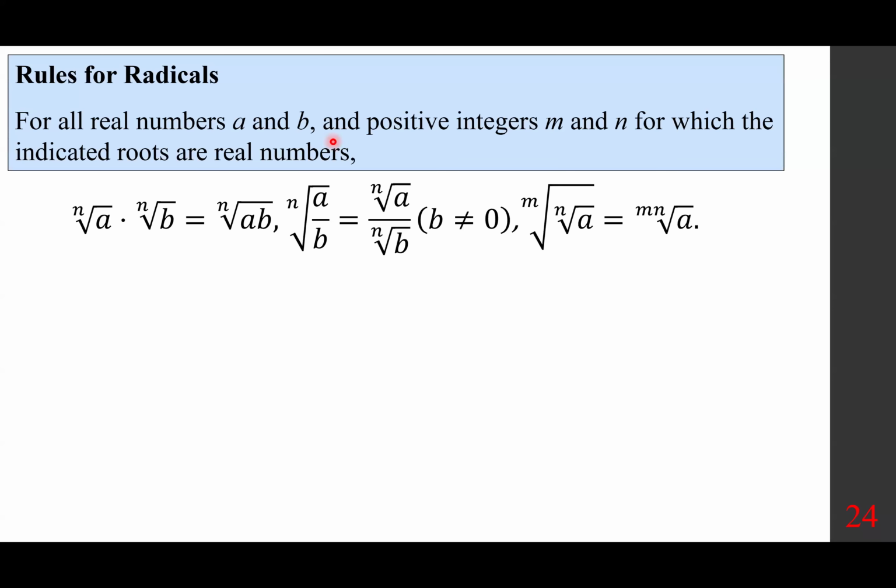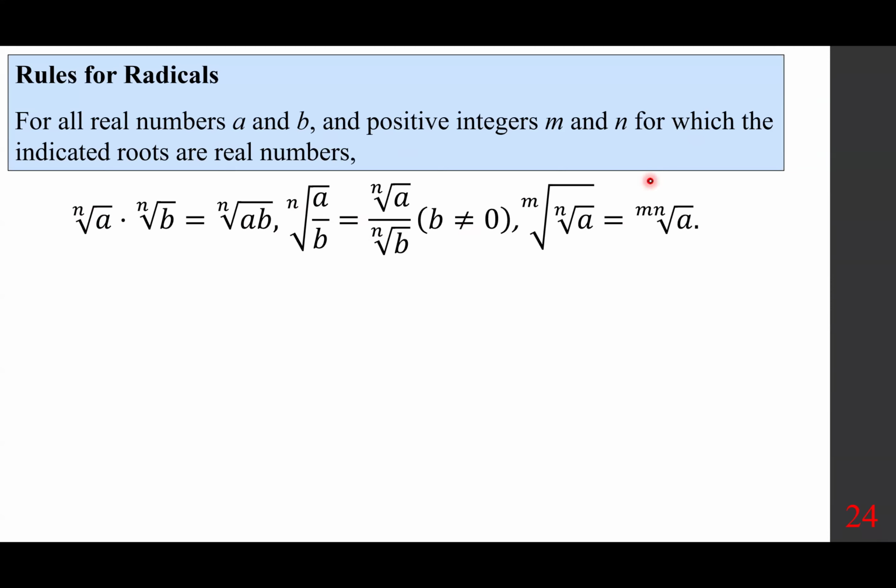For real numbers a and b and positive integers m and n, for which the indicated roots are real numbers: the nth root of a times the nth root of b, you can say the nth root of ab. If it's a over b, you can take it out, and of course in this case b can't be 0. And if it's the mth root of the nth root of a, you can put the index m times n and take a root. That's the meaning of it.